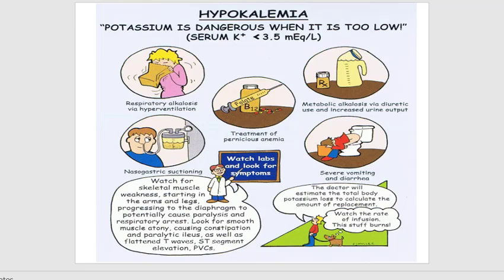All right, so down here, we're looking for signs and symptoms. You're going to watch for skeletal muscle weakness in the arms and legs progressing to the diaphragm. That can cause respiratory arrest. And then you can also cause things like constipation because it works on the smooth muscle as well as the skeletal muscle. And then it also works on the cardiac muscle, so you've got some EKG changes as well. So, how do we fix hypokalemia? We replace with PO potassium or IV potassium.